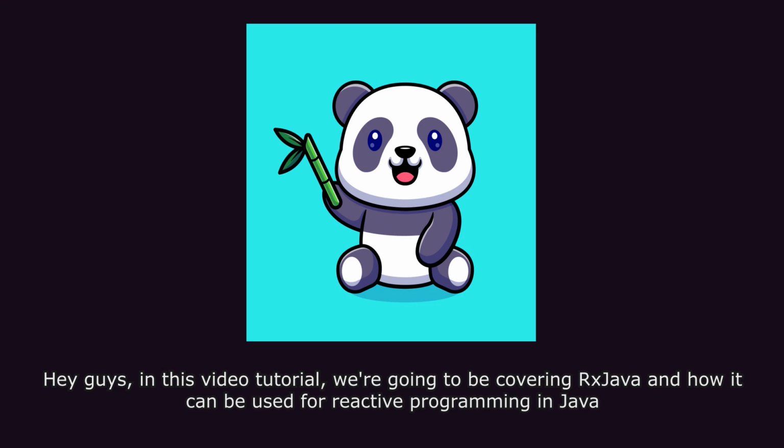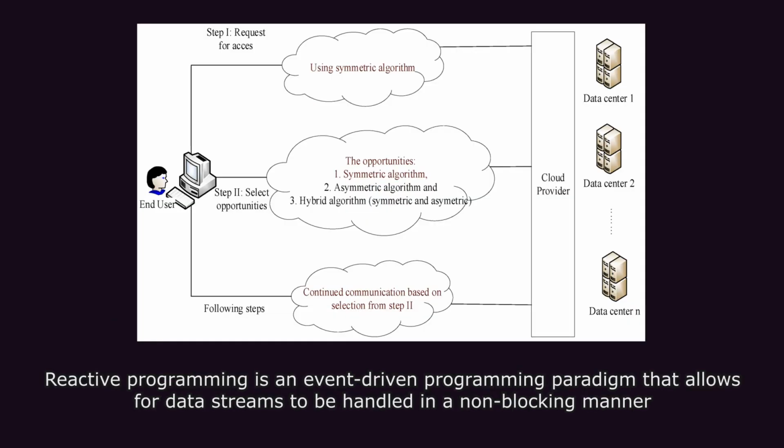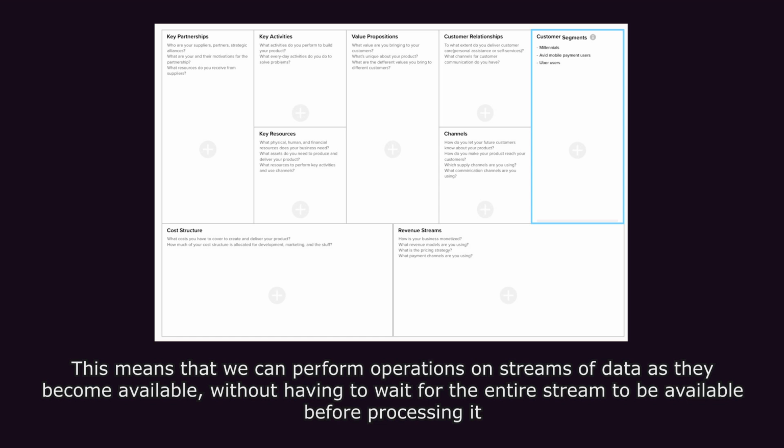Hey guys, in this video tutorial we are going to be covering RxJava and how it can be used for reactive programming in Java. First, let's talk about what reactive programming is. Reactive programming is an event-driven programming paradigm that allows for data streams to be handled in a non-blocking manner. This means that we can perform operations on streams of data as they become available.